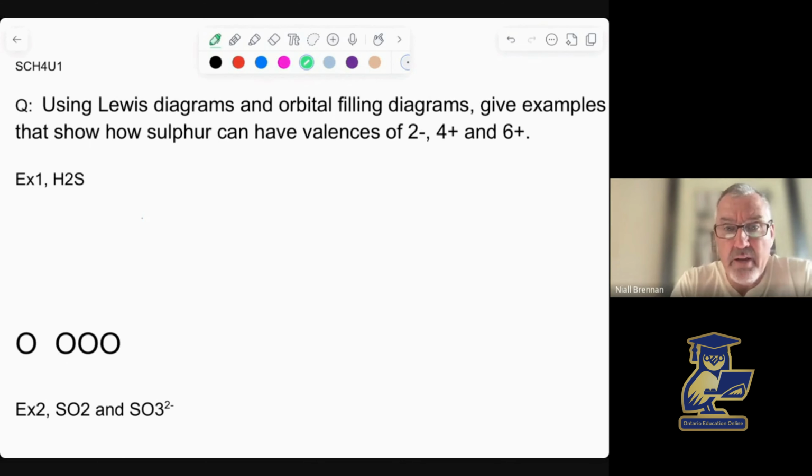Using Lewis diagrams and orbital filling diagrams, give examples that show how sulfur can have valences of 2 negative, 4 plus, and 6 plus. All right, so let's start with the Lewis diagram, and we're going to start with sulfur. And sulfur we know is in group 6, so we're going to give that 6 valence electrons.